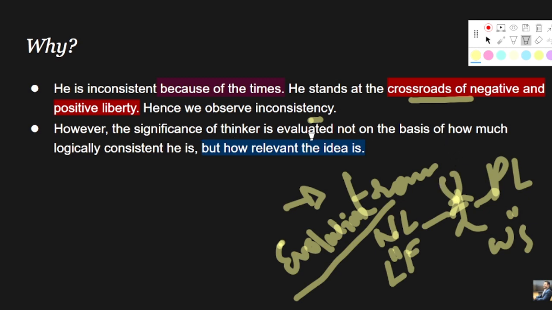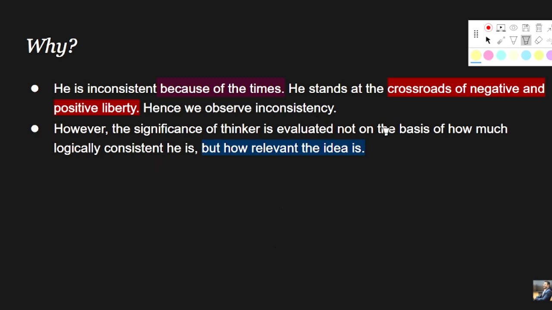However, the significance of a thinker is evaluated not on the basis of how logically consistent he is, but how relevant the idea is in his time, right? So this is what shows the significance of a thinker, not his consistency or being logically consistent, but how pertinent or relevant his idea is during his times. So this is how we can decide whether Mill was a consistent thinker or not, right? It is not the basis to evaluate whether the thinker was consistent or not, but it is about the relevance of his idea that was prevalent to his time, that signifies the importance of that particular thinker.